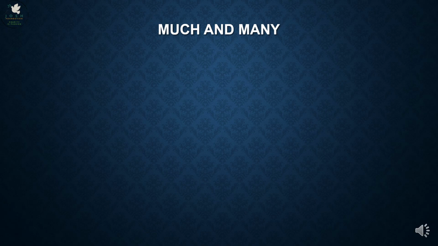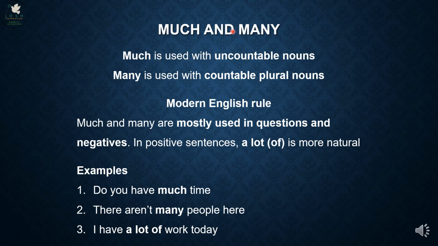Let's start with much and many. Much is used with uncountable nouns, yet many is used with countable plural forms. Understand that it should be countable and plural, not just countable. In modern English, much and many are mostly used in questions and negatives.